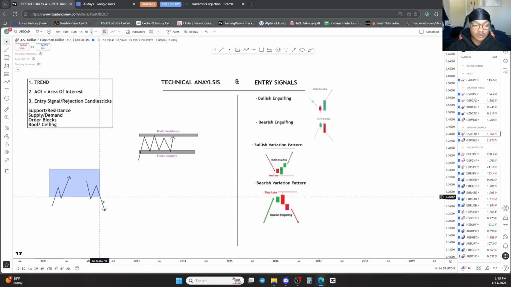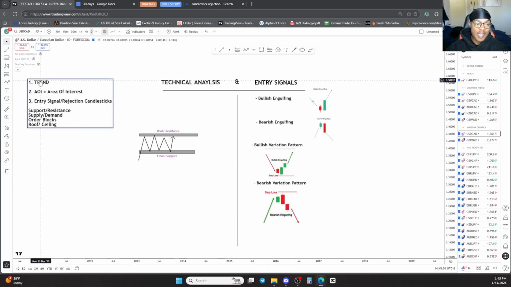That's our technical analysis. And then after we find the trend of the market, the next step will be to find the area of interest, aka your support, resistance, supply, demand, order blocks, roof and ceiling. I marked all these down just to let you know they're all the same. There's nothing that's different about all these sayings. All these sayings are just fancy words, like supply and demand.